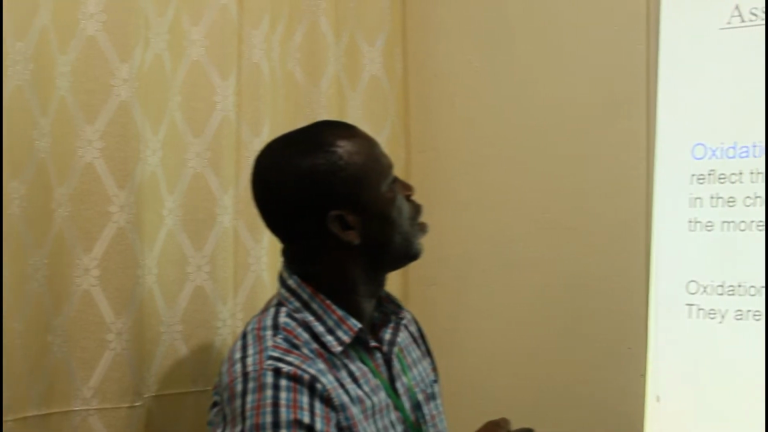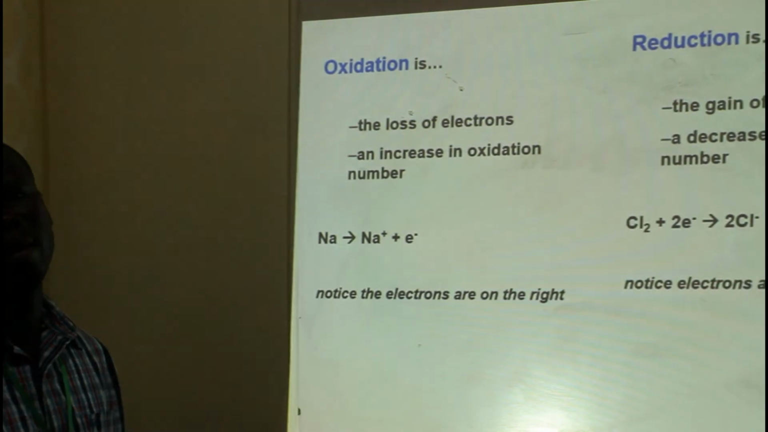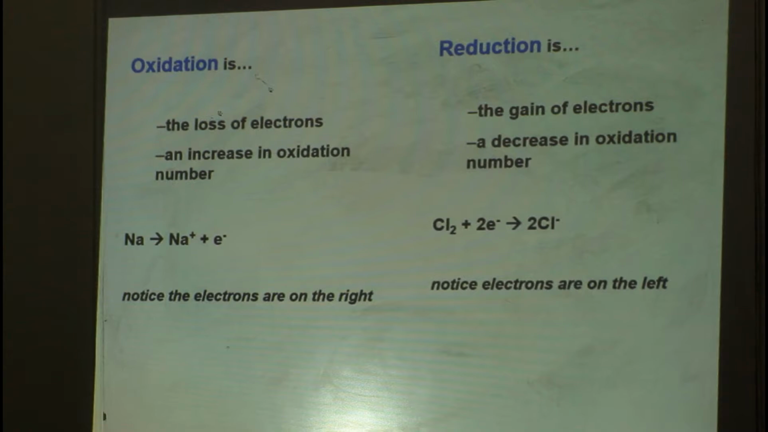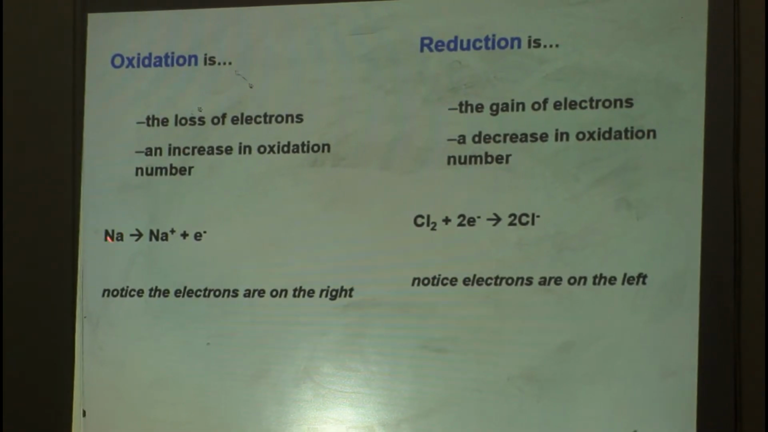Again, finally, we say that an oxidation is an increase in oxidation number, and a reduction is a decrease in oxidation number. Now let's look at this. The oxidation number of this sodium is 0 because it is in its atomic state. Now it has increased from 0 to +1. So there has been a change in oxidation state from 0 to +1.